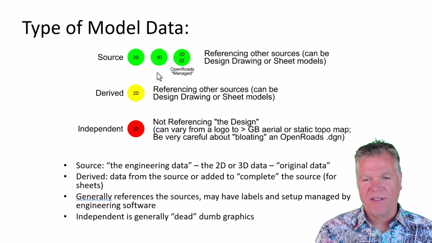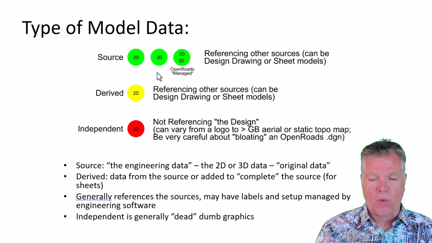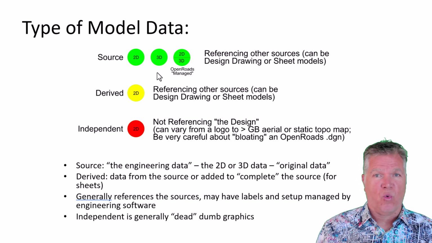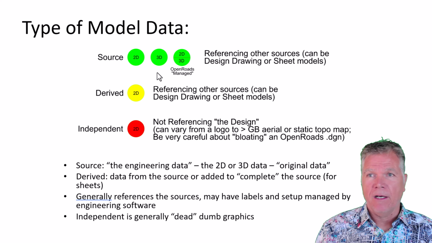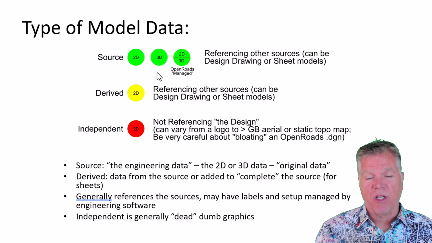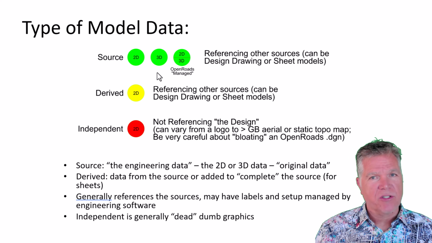In addition to the formal architecture of types, conceptually we have a variety of model data. For example, the source: the design model tends to be your source information. It can be drawings, it can be sheets, but it's the core. It tends to be the stuff that's managed by the software.